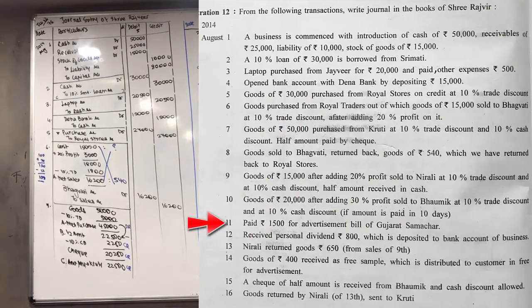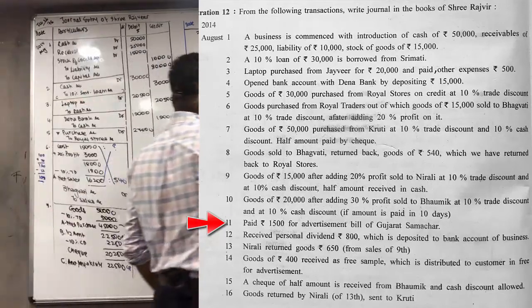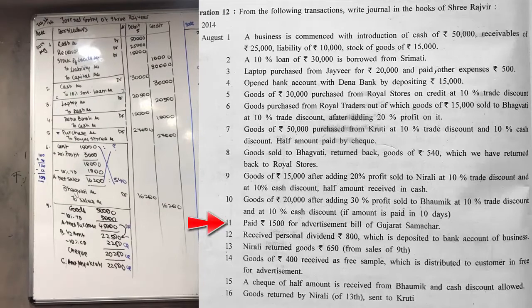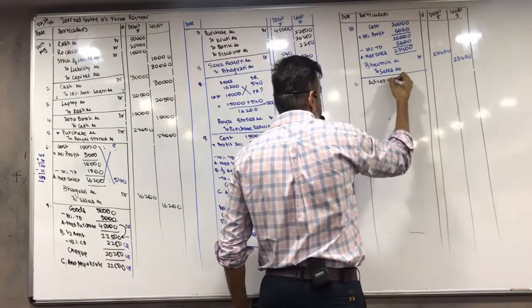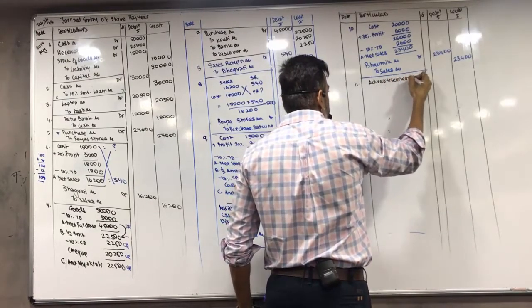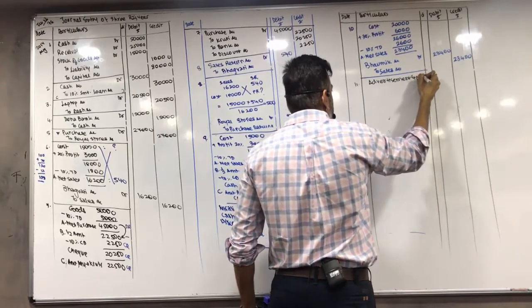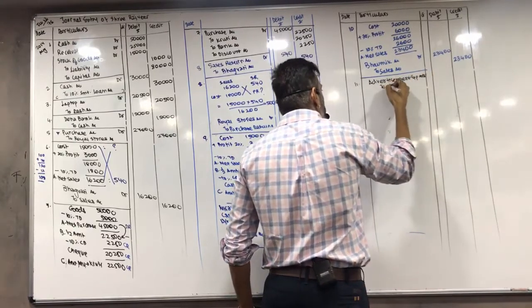Paid 1,500 for advertisement bill of Gujarat Samachar. So let's record the entry, simple entry. Advertisement expense account debit to cash account credit. Advertisement. What's the amount?